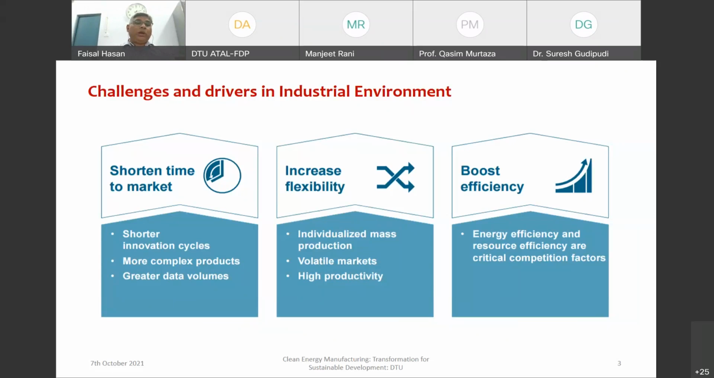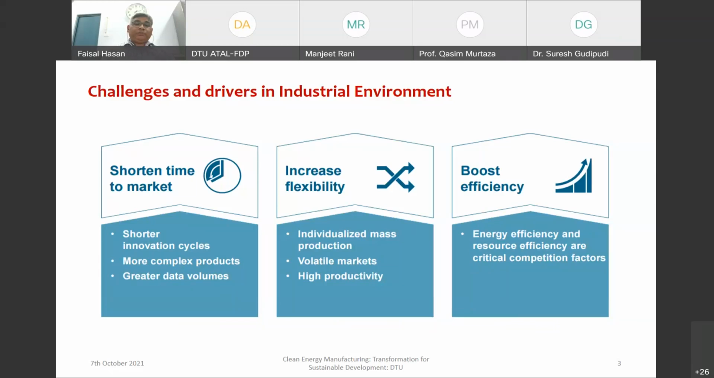So on one hand, we are focusing on reduction in the time to manufacture. On the other hand, we are trying to make our systems more flexible so that they can incorporate the design and the manufacturing changes which are occurring in the market or in the product rather. And keeping these two things in mind, we are trying to boost the efficiency of our systems. So that is basically the scenario we are witnessing today.